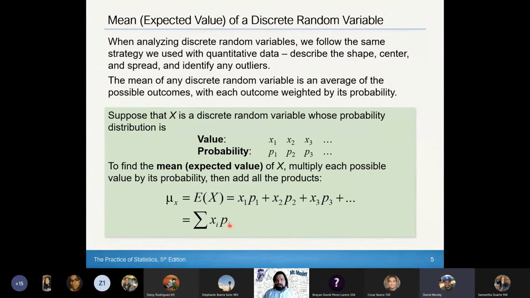And again, the letter I is just a placeholder saying I'm going to use all the values of X times all the values of P, but they pair together, X1 with P1, X2 with P2, X3 with P3. All right. So that's what this will look like in notation, and we will look at an example here next.